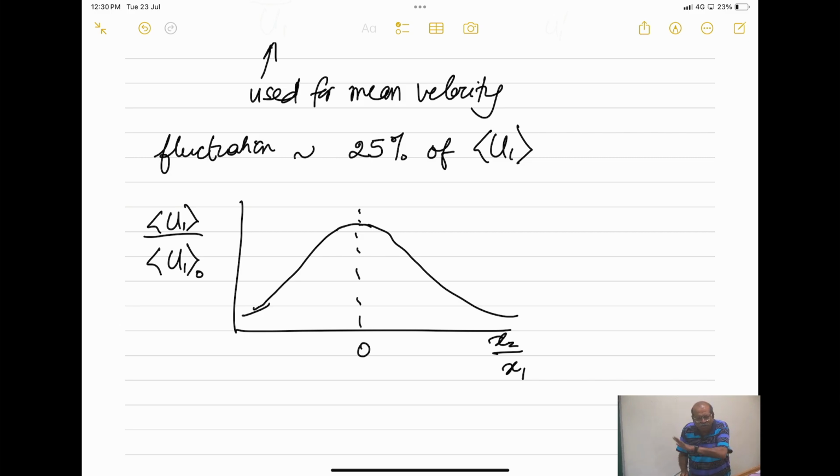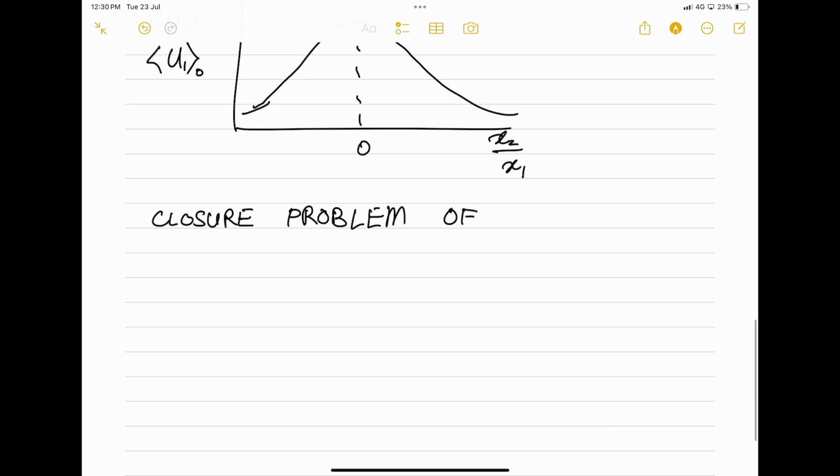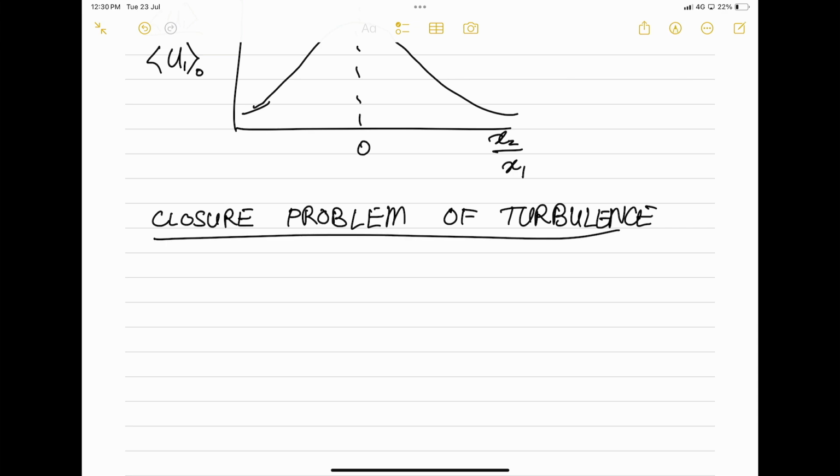Again, it is being very heuristic, very qualitative, but that is what one does. So then why don't we just solve for the mean velocity? And there you will see that when we try to solve for the mean velocity, we encounter what is called the closure problem of turbulence. And again, has anyone heard of this term? Closure problem of turbulence.